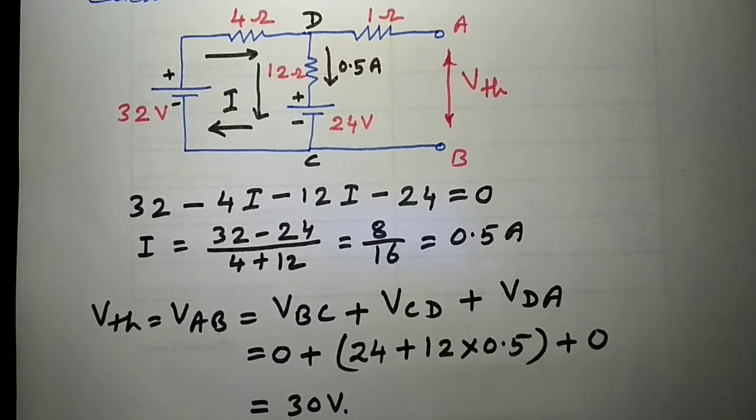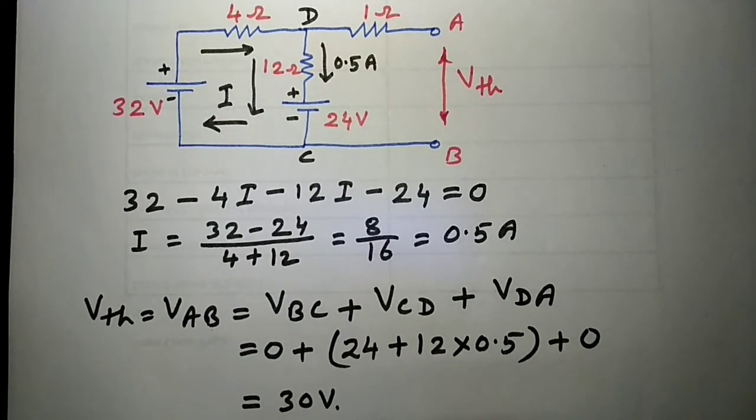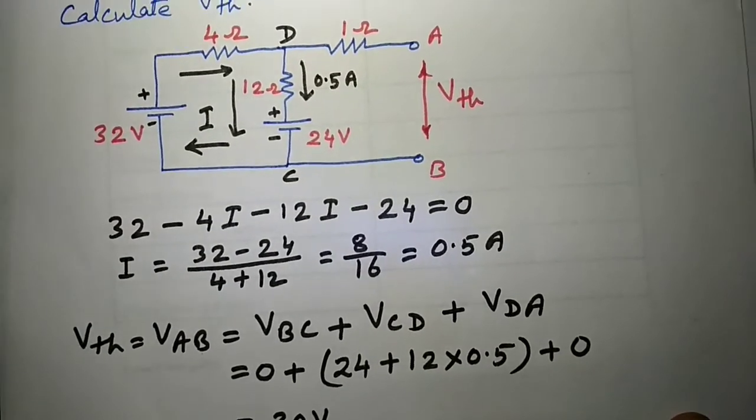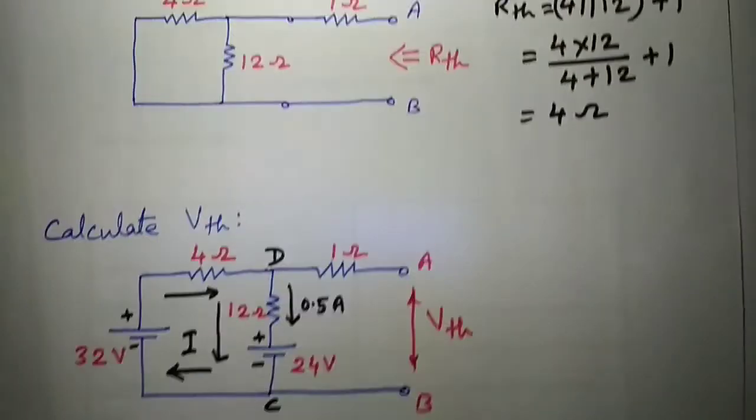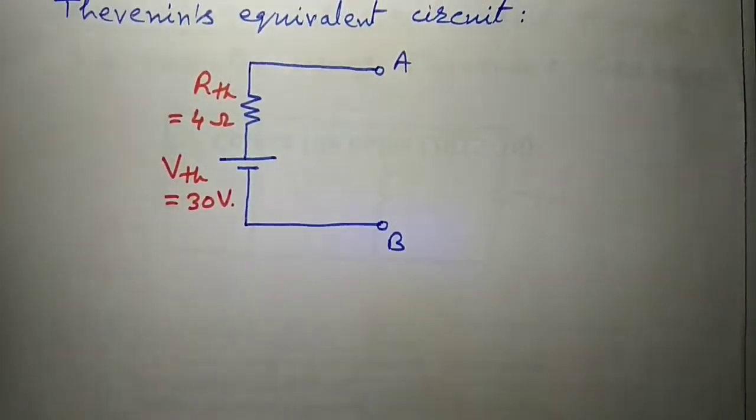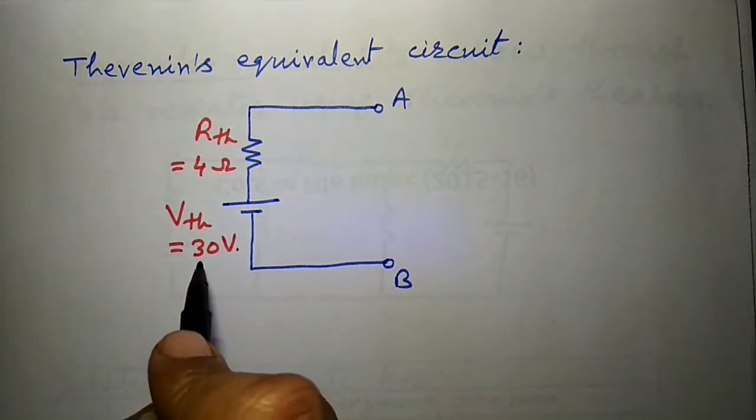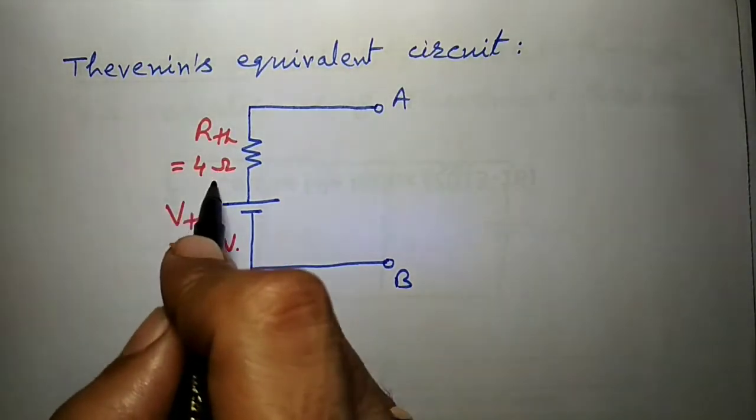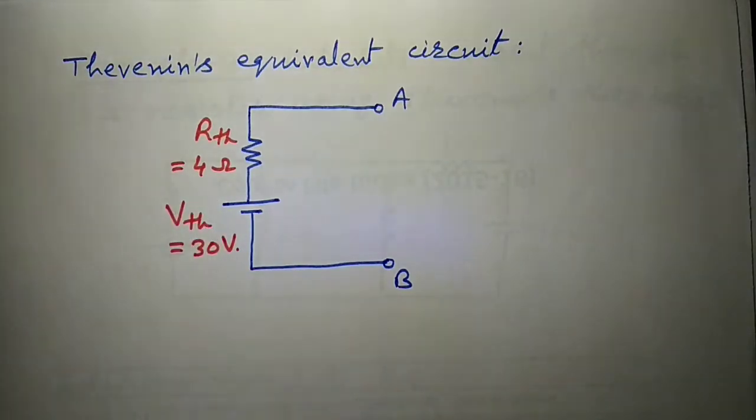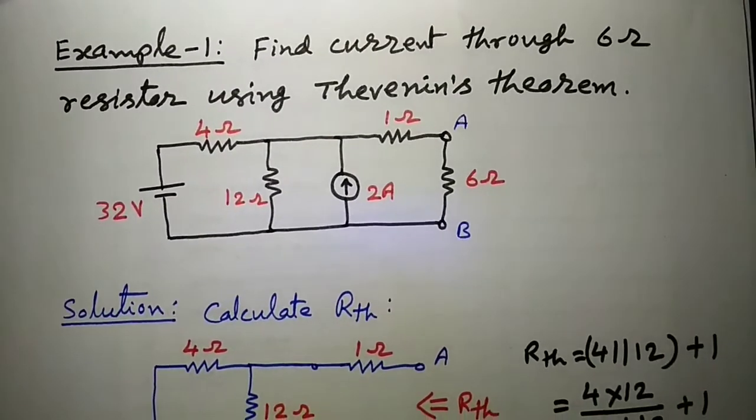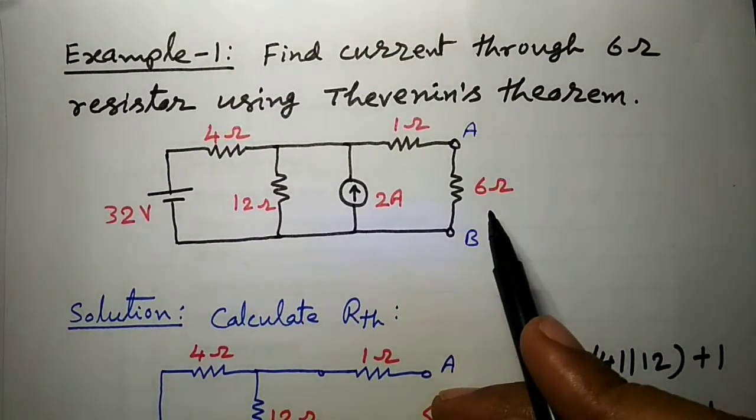So we have calculated the RTH and VTH. The next step is we have to draw the Thevenin equivalent circuit. So the Thevenin equivalent circuit is here. VTH we have calculated 30, RTH 4 ohms. The question was we have to find the current through 6 ohm resistance.